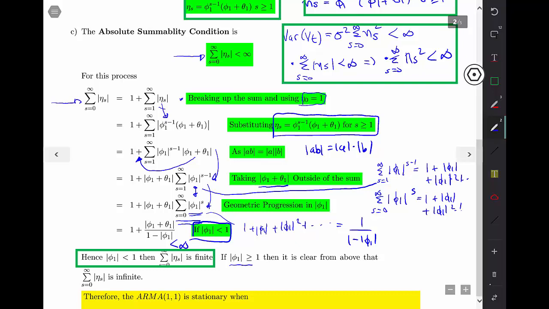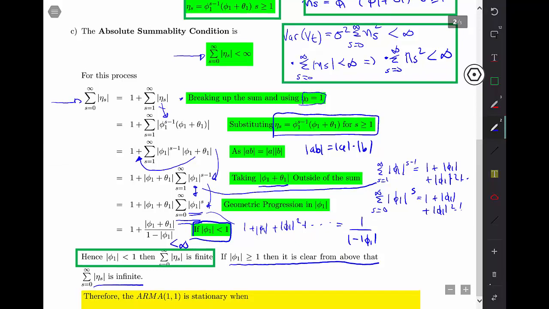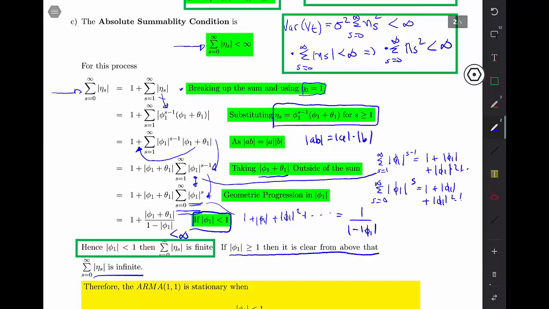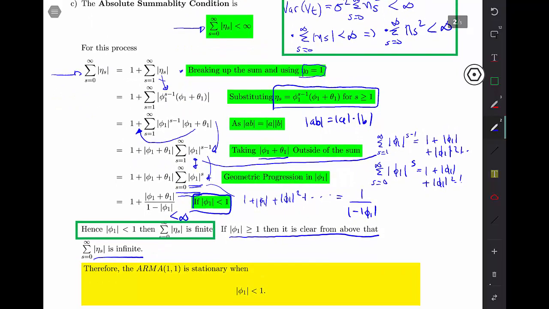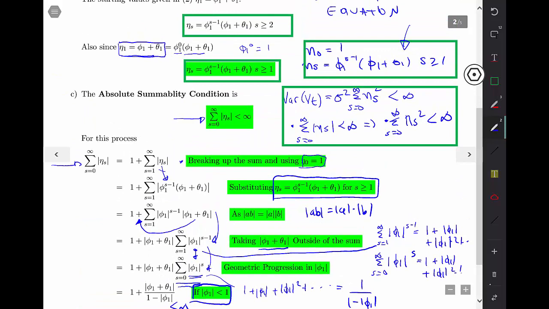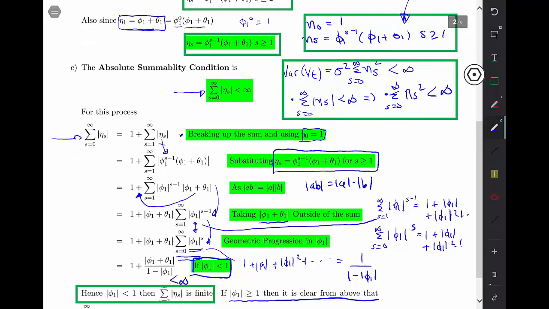So we can see that if phi 1 isn't less than 1, this is going to diverge, and therefore it will not be absolutely summable. So we've just shown then that we derived the MA infinity form of the ARMA 1-1. We found the coefficient, psi s, here. We solved here for all the coefficients, exactly the same form as we derived in lecture by back substituting.